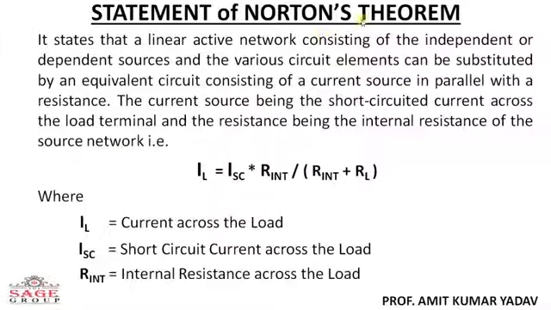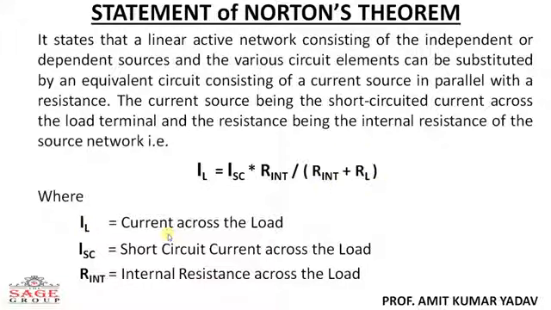Okay, let's see what is Norton theorem. It states that a linear active network consisting of independent or dependent sources and various circuit elements can be substituted by an equivalent circuit consisting of a current source in parallel with a resistor. The current source is the short circuit current across the load terminal, and the resistance is the internal resistance of the source network. That is, load current equals short circuit current times internal resistance upon internal resistance plus load resistance.